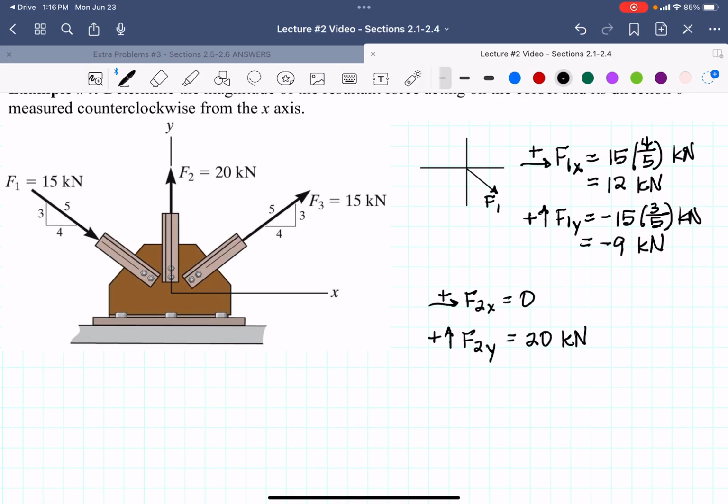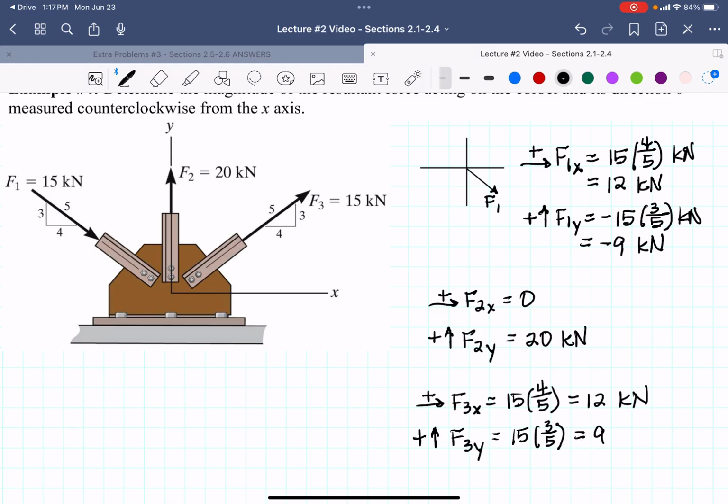Now F3 is going off to the right. So we're going to say that F3x is going to equal 15 times 4 over 5, because the 4 is parallel to the x, which equals 12. And we're going to say that F3y goes to the right, so it's positive, and it's going to be 15 times 3 over 5, which equals 9 kilonewtons.